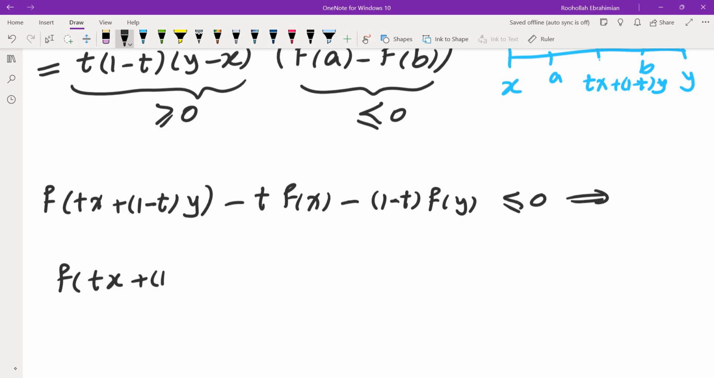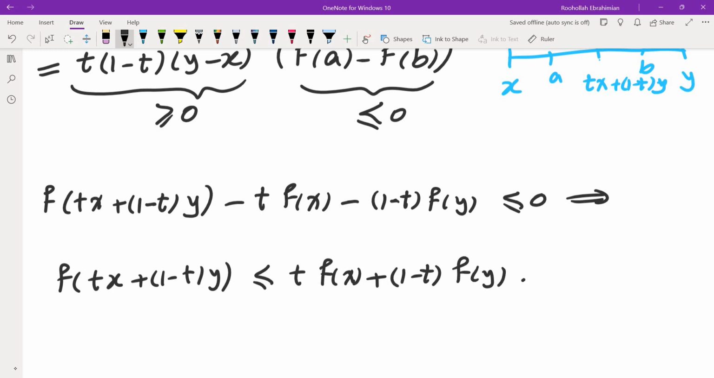f of tx + (1-t)y is less than or equal to t f of x plus (1-t) f of y, which means f is convex. So if you have a function whose derivative is increasing, it would be convex, or concave up.